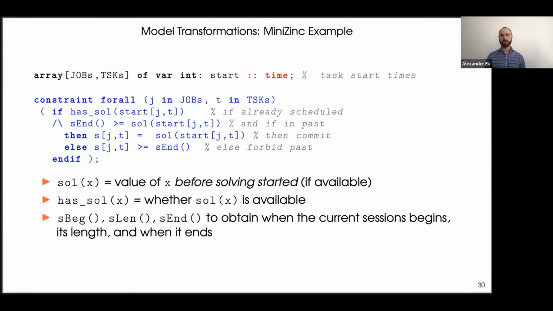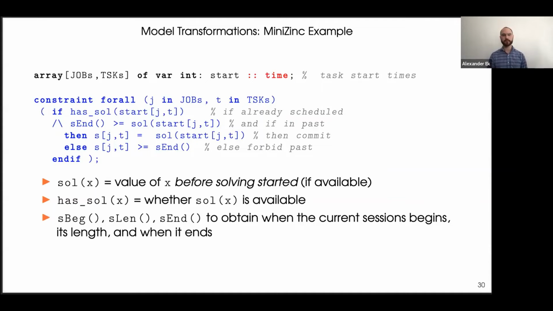What this constraint basically says is, for all jobs and for all tasks, if it's already been scheduled, if the task is in the past, then we commit it. Commit meaning it needs to stay this way forever in the future. Else forbid the past. This means that if we put it somewhere, it needs to be now or in the future. We can't put it in the past, right?